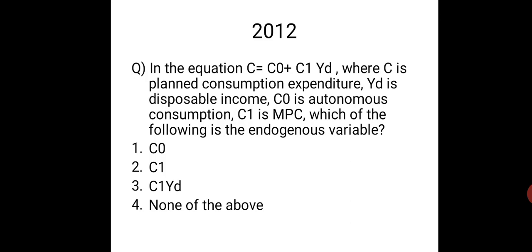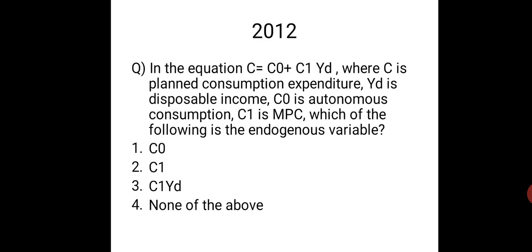Now coming to the question, they are asking us to identify which of the following is an endogenous variable. So we need to understand the difference between exogenous variable and endogenous variable. In this consumption function, we know that C0 is autonomous consumption, which doesn't depend upon any of the variables in the model. So that is a kind of independent variable. It is exogenously determined, which is determined from outside the model, right?